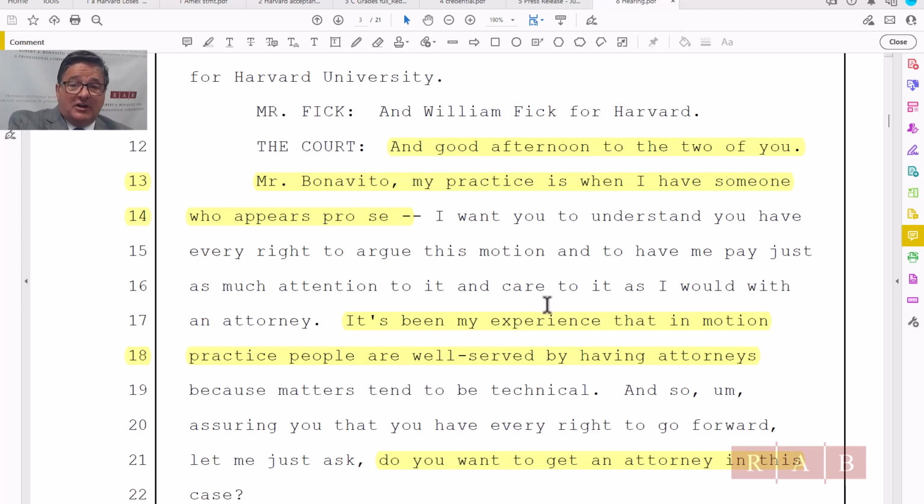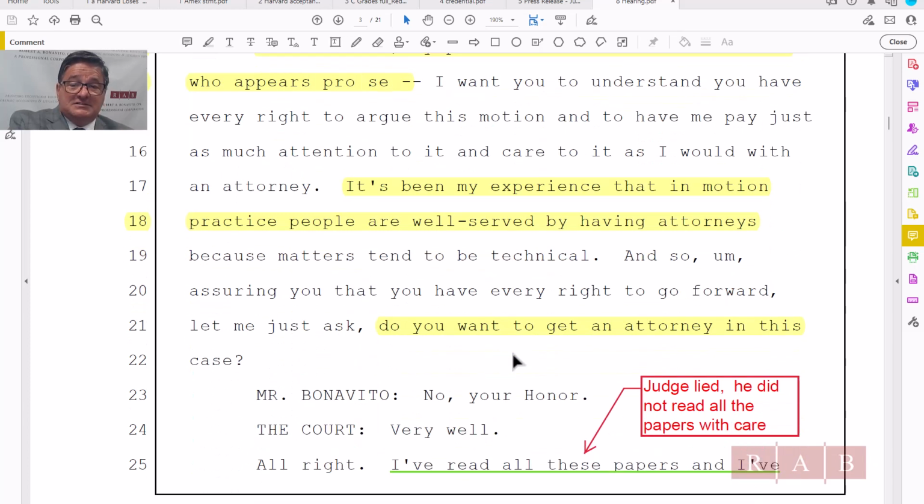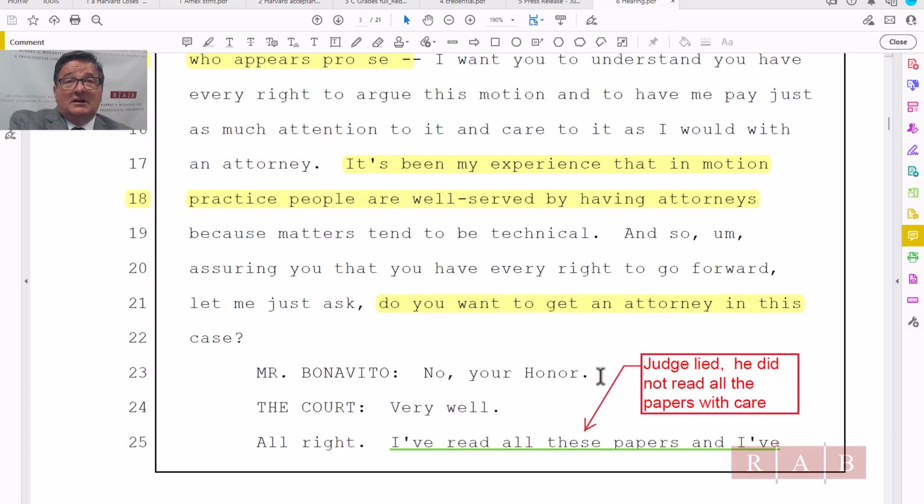There's no discovery. There's no need for this. If he wants to talk to me, fine. He says, "Do you want an attorney?" I say, "No, Your Honor." Very important. When you have a hearing, you've got to be respectful, even if the judge is not respectful to you. Okay, there's nothing wrong with having manners.